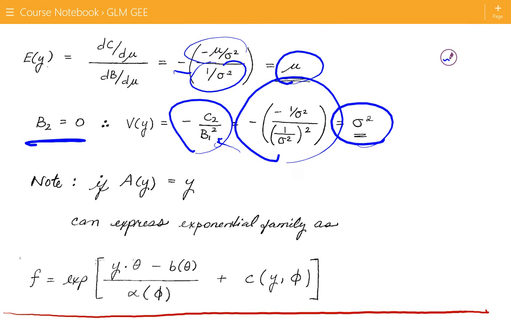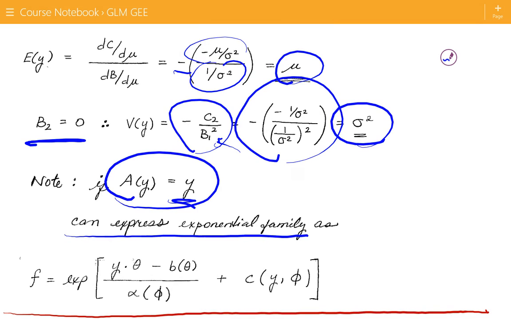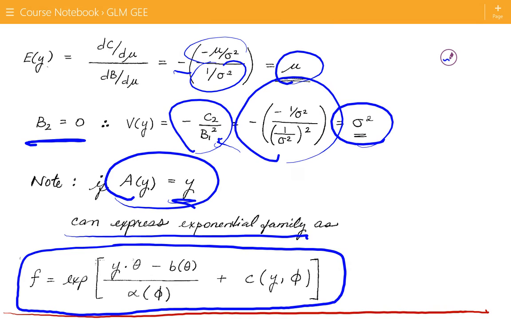So, in summary, if AY is equal to just simply y, then we can simply express the exponential family in this form here. Which I guess would be better said, those distributions for which this is the case are part of the exponential family, and we can express it this way, where the density is exponentiated. It's a function of y times theta minus some function b of theta, divided by some parameter alpha that's a function of parameters phi, and we'll see what that comes out to be later, and then some function of c and these phi parameters.